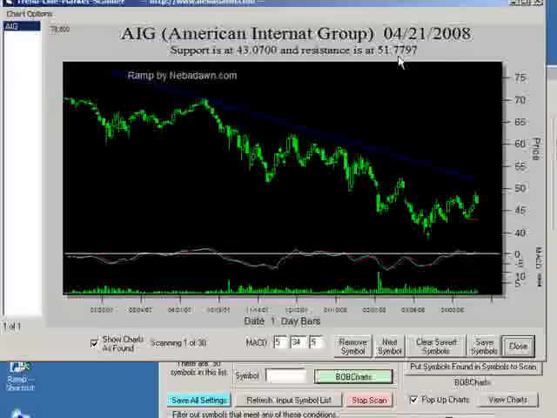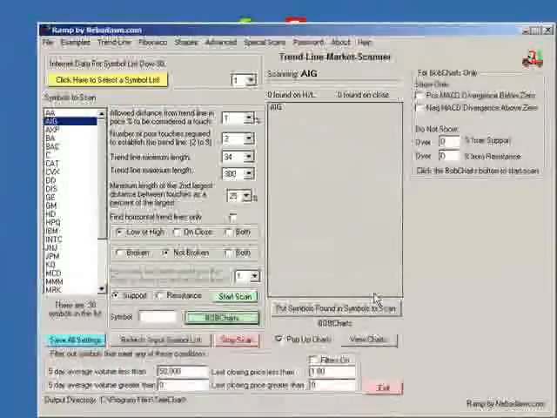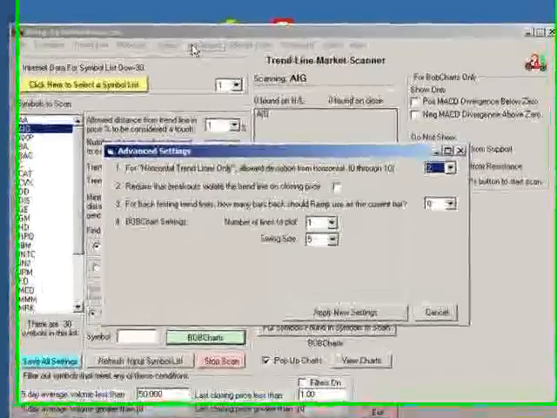Note that the decimal points go out 4 places. This is very important because Bob charts are used extensively in trading currency and futures, and you need 4-place decimal points, even though here we're just looking at stocks. I'm going to close this and go back to Advanced again.